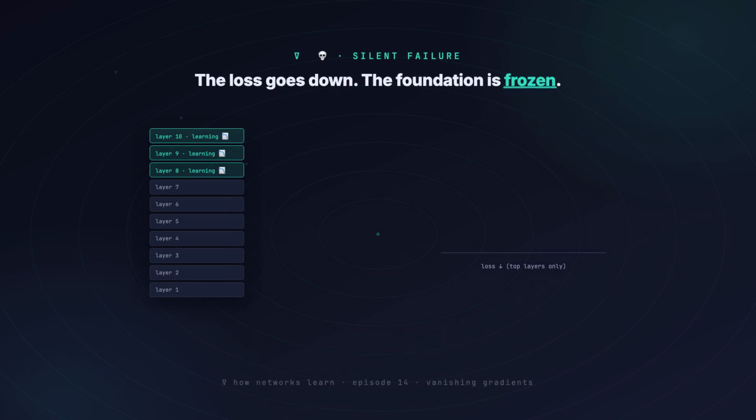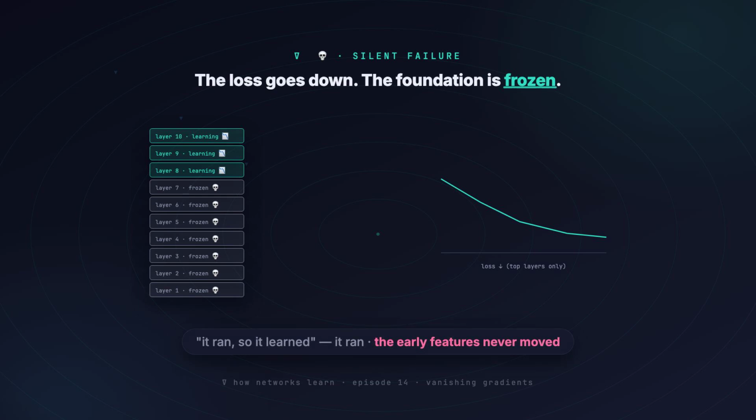Here's the consequence that fooled a generation of practitioners. A vanishing gradient net does not crash, it does not throw an error, it trains, the loss even goes down, because the top few layers are learning just fine. What's silently broken is that your early layers, the ones that learn the low-level features everything else is built on, are frozen at their random initialization. You shipped a 10-layer network and effectively trained the top 3. The misconception is: it ran, so it learned. It ran, the bottom didn't learn.